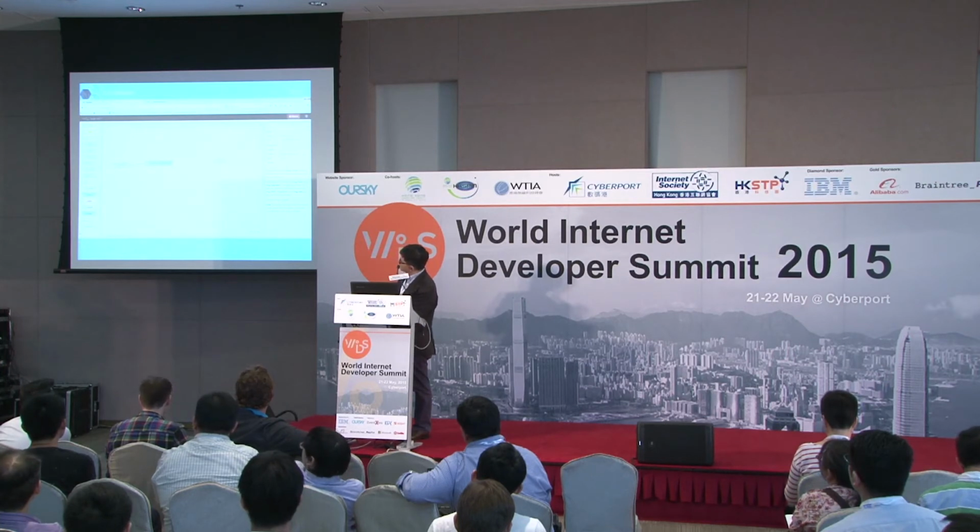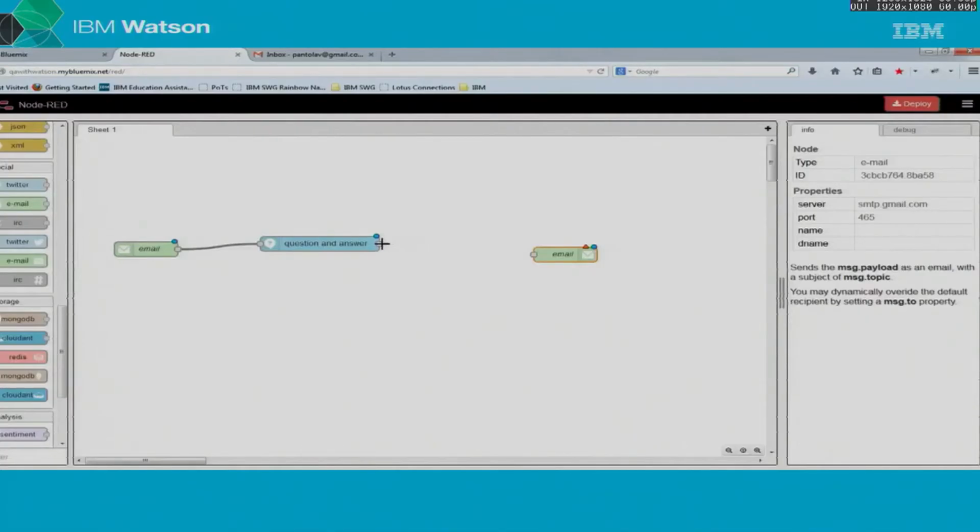And this is the output node. Input from email and output to an email.